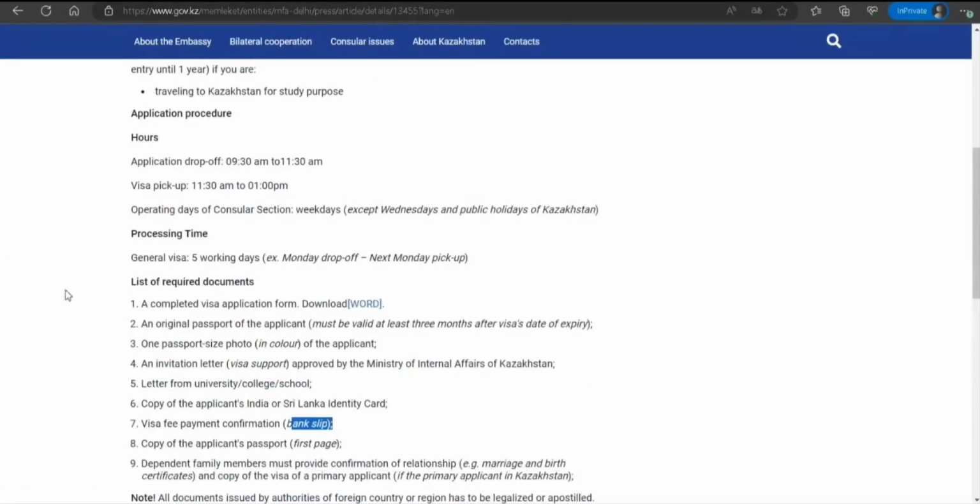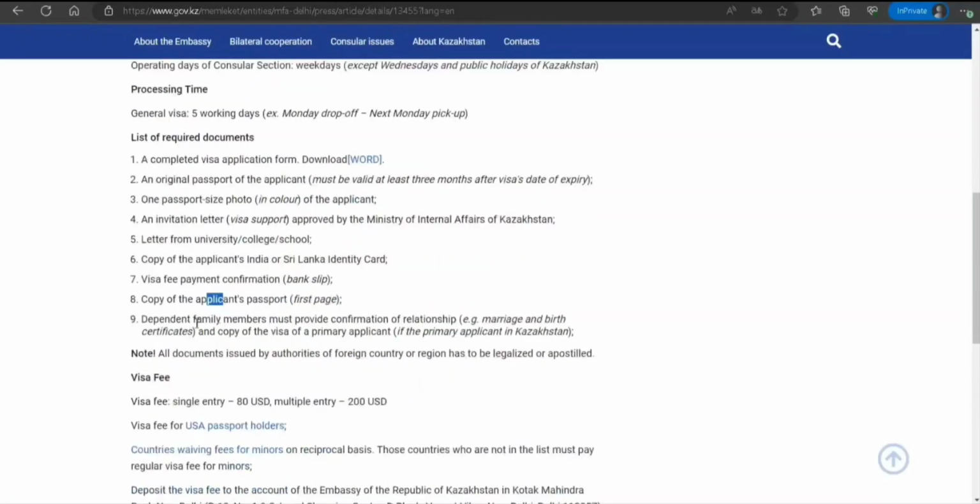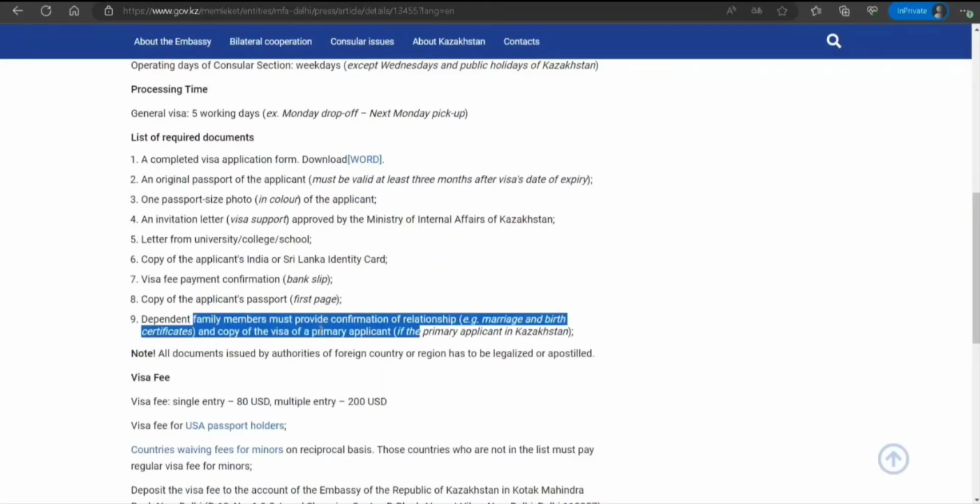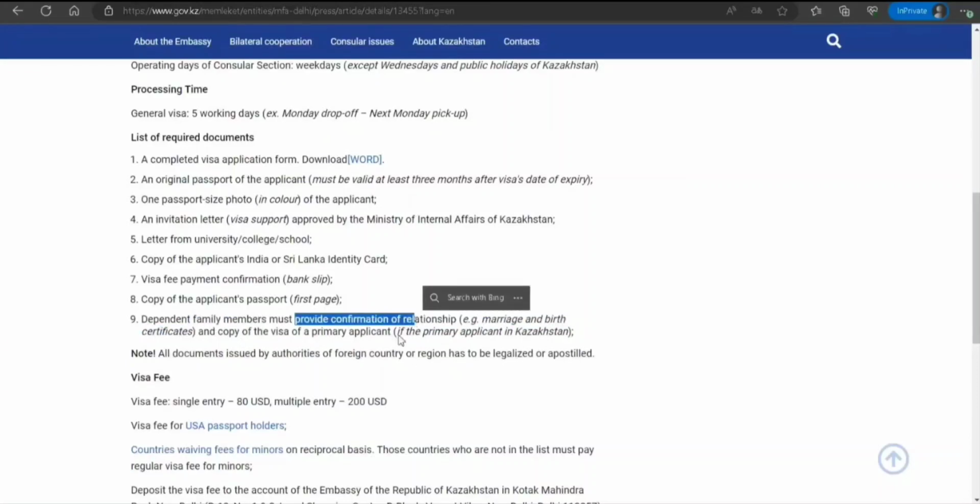Now let's go to the documents. We'll open the Word document. Original passport, passport size photograph, invitation letter, letter from university, college, school, copy of applicant's India or Sri Lanka identity card. You know in India what you need to do, right? Visa fee payment confirmation, bank slip, copy of applicant's passport first page. Okay, and if applicable, dependent family members must provide confirmation of relationship.